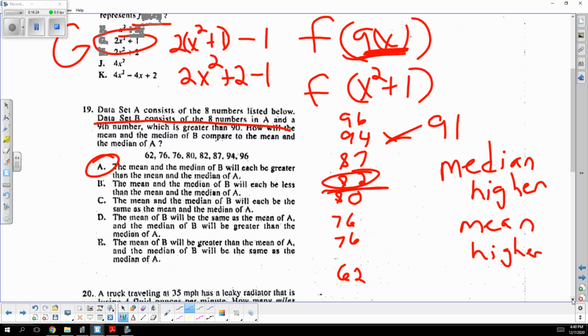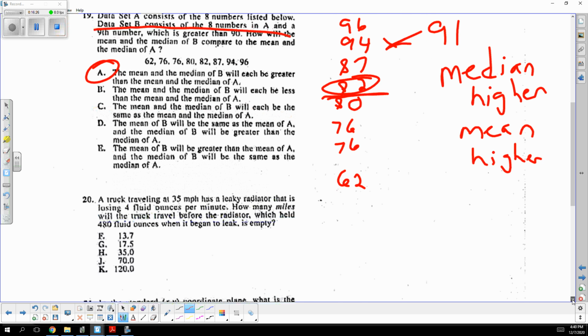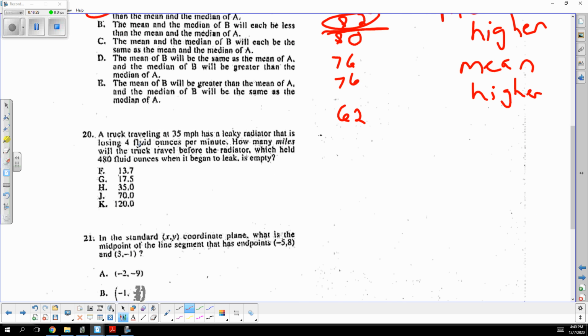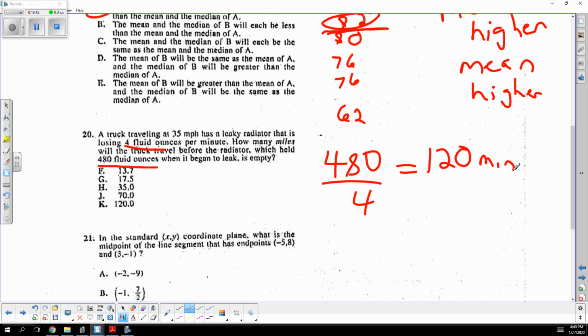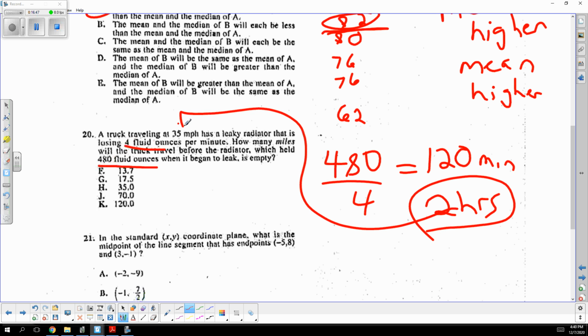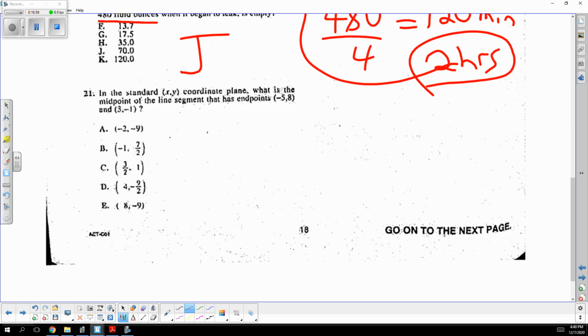The leaky radiator has appeared before, okay? It's going to start with 480 ounces, and it's leaking 4 per minute. So if you divide by 4, you get 120 minutes. That's 2 hours. So it's going to take 2 hours to leak out at 35 miles an hour. So you're going to multiply 2 times 35 and get 70. Hey, don't you love it?